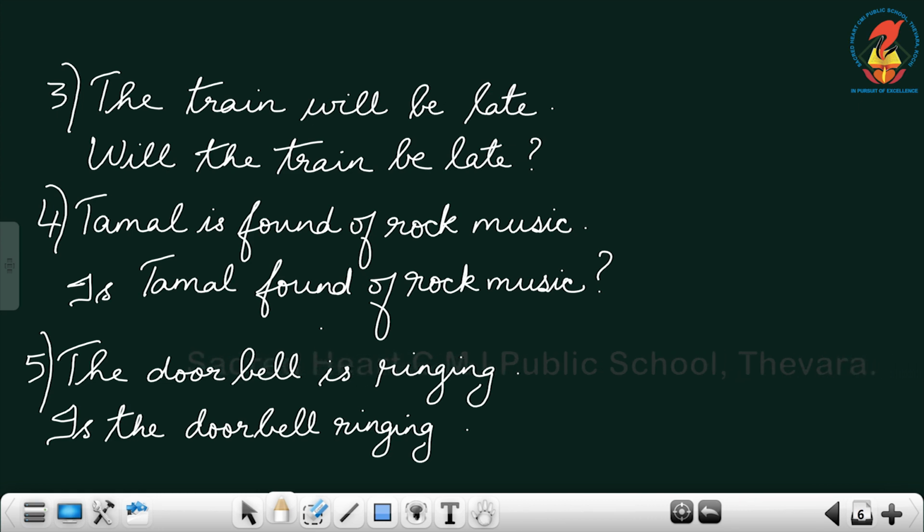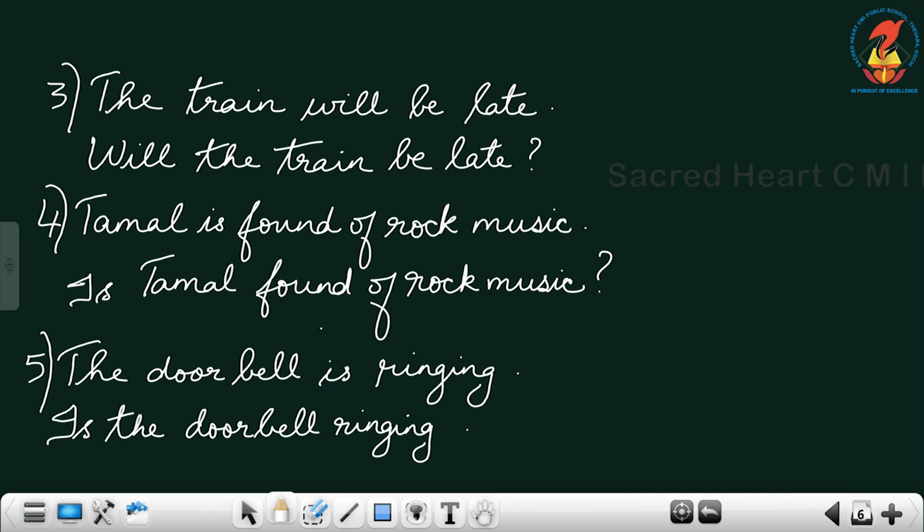Is an interrogative sentence. So here the fourth one. What is the fourth one, children? Tamal is fond of rock music. Tamal is a name. Tamal is fond of rock music. So we write, is Tamal. Is should be placed before the subject Tamal. So, is Tamal fond of rock music? Question mark is the interrogative form of this statement.